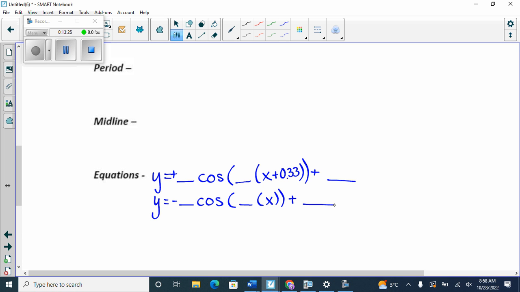Positive cos, we look for the closest maximum. Negative cos, we look for the closest minimum. Okay, so many options of what's going on.